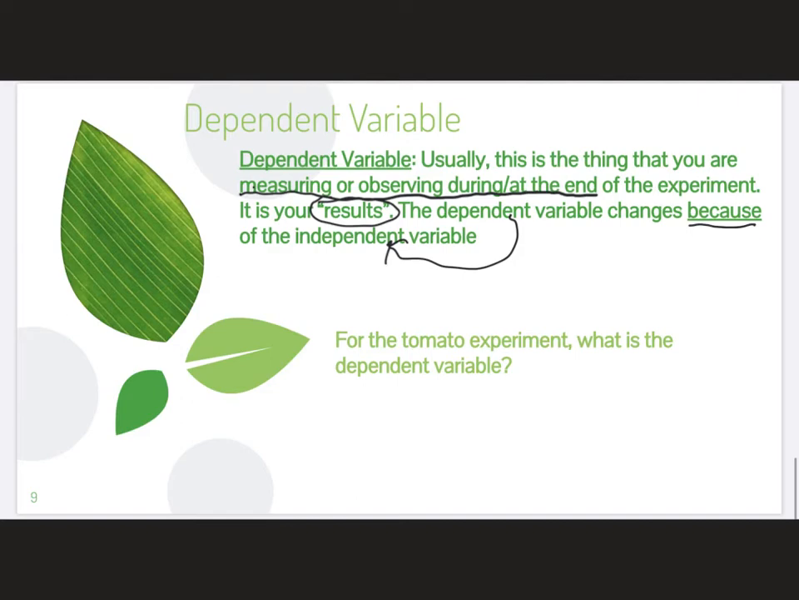So for the tomato experiment, now what is our dependent variable? What's the thing that we're trying to find as our results? So I would say that the dependent variable in this experiment is the growth, or you could say the height of the plants. How tall do the tomato plants get? And we're saying that how tall the tomato plants get changes because of the fertilizer. So the growth of the plant, our dependent variable, depends on the fertilizer, our independent variable.